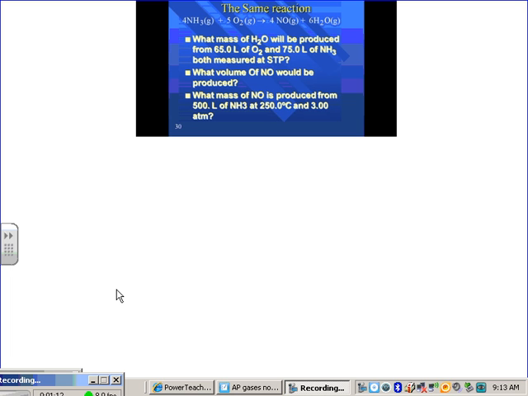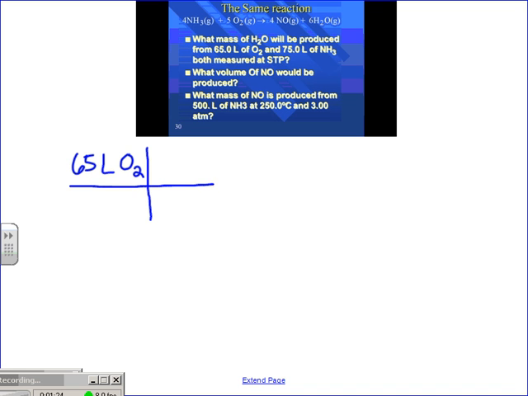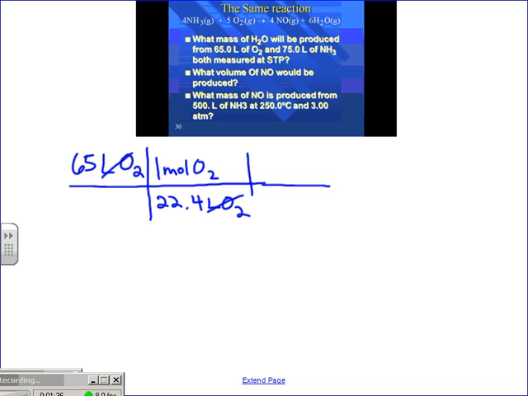So I'll do the oxygen first. So we have 65 liters of O2. I'm going to convert that to moles. So 1 mole of O2 is 22.4 liters of O2. We can do that because it's at STP. And then I'm trying to figure out how much water would be produced. So 6 moles of water for every 5 moles of oxygen according to the balanced chemical equation.